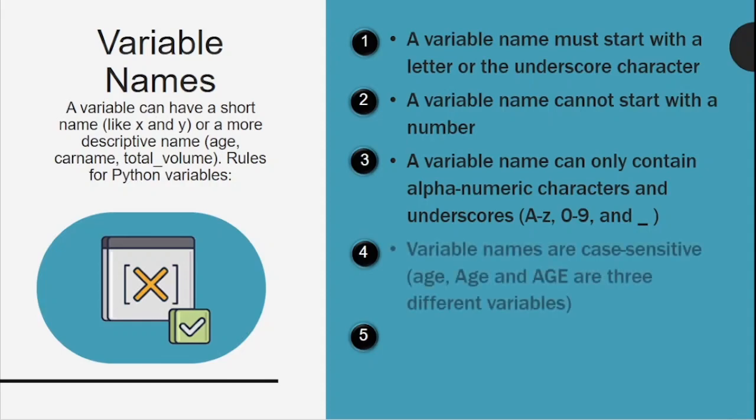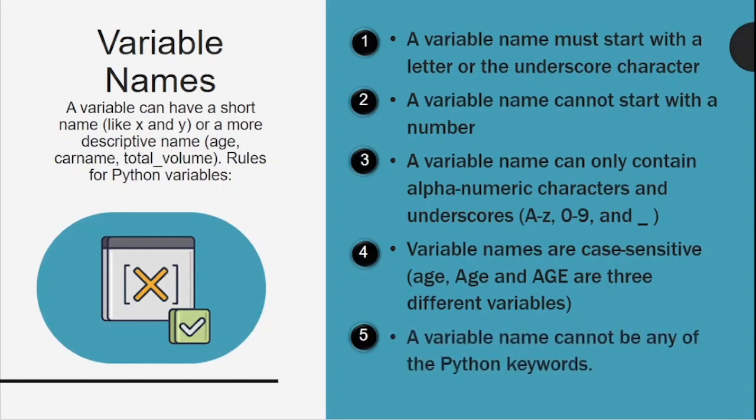Variable names are case sensitive, as we talked about. For example, age, which starts with a lowercase letter, is different from Age, which starts with a capital letter, or AGE in all caps. They are 3 different variables. And also, a variable name cannot be any of the Python keywords. Do not worry, we will talk about the Python keywords in the next lectures.